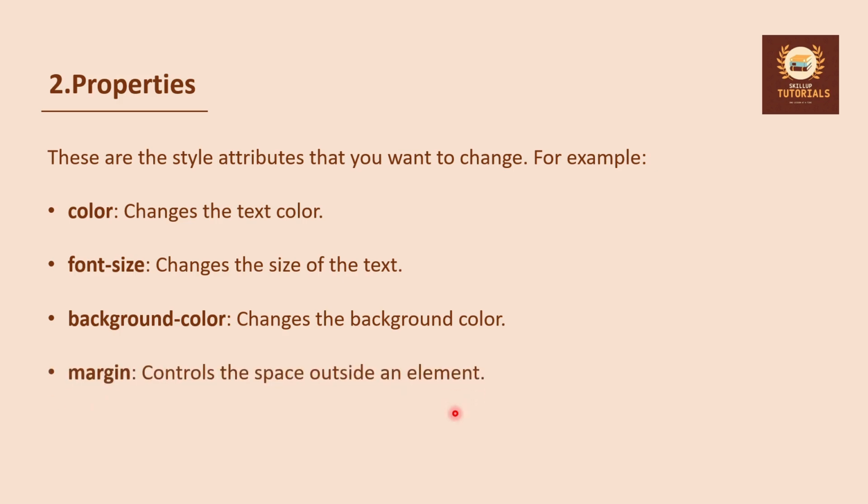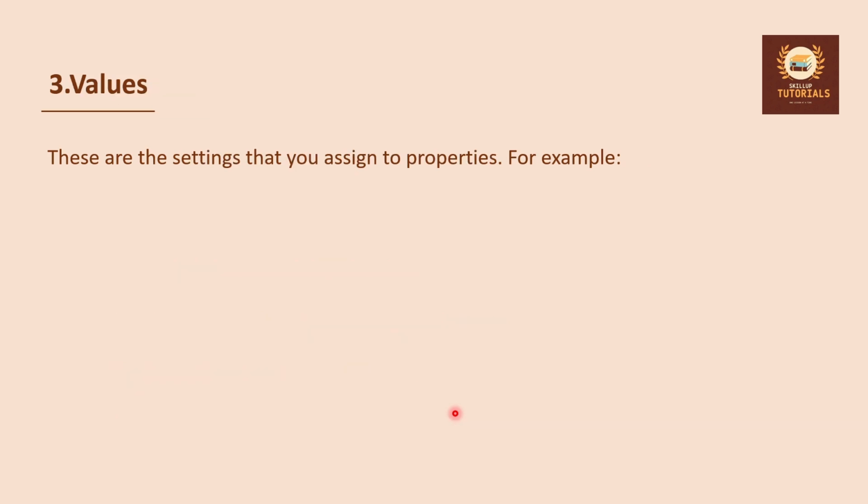And margin controls the space outside an element. That means, for example, if we write any line, how much margin it should take outside the text. And padding. Padding controls the space inside an element. For example, if we write any line, how much space it should take inside that element comes under padding. Okay, now let's see about values.